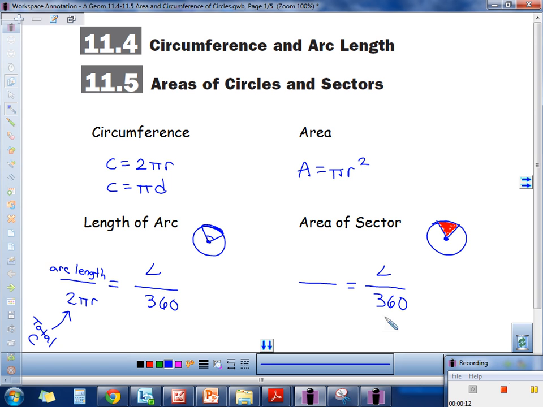Any guesses at what the left side is going to be? Anybody guess what's going to be on the bottom? What's going to be on bottom? Pi r squared. Yeah, that's the total area. So you might want to make a little note. That's the total area.